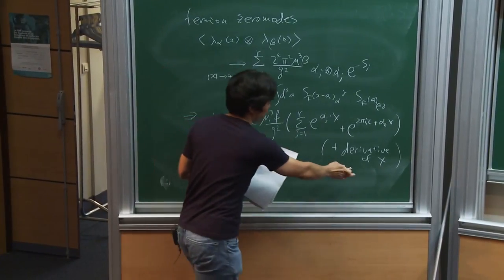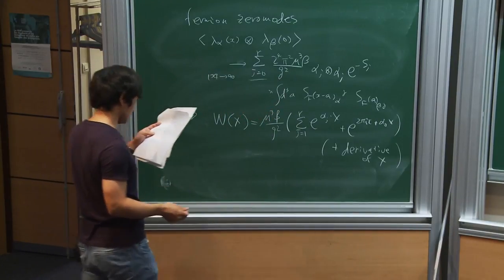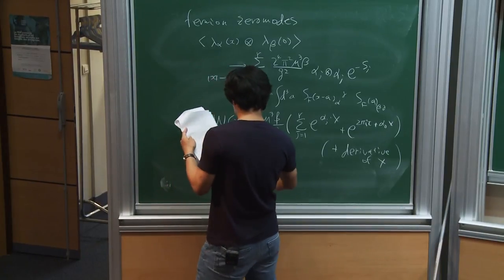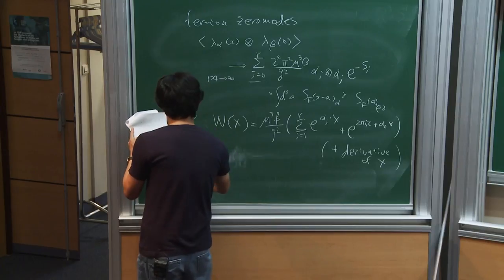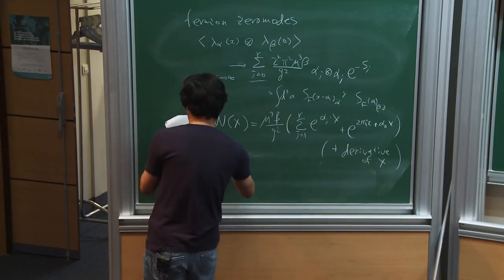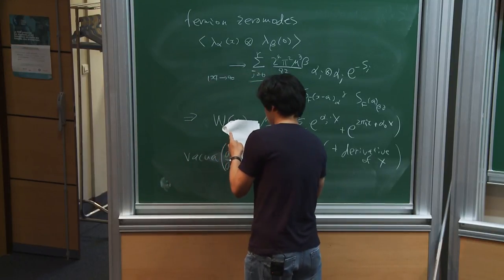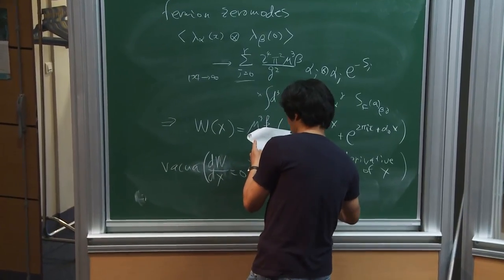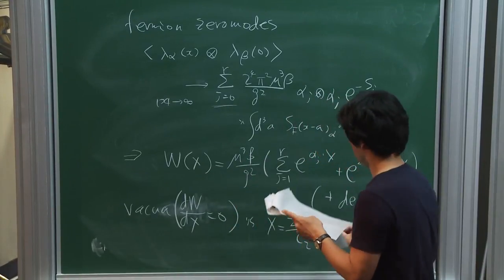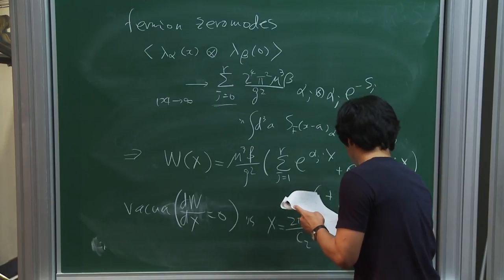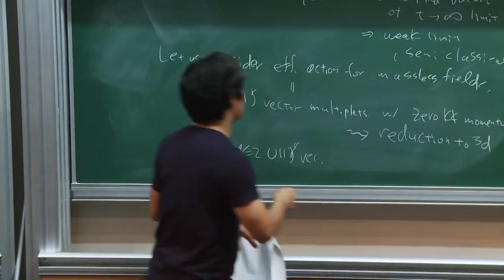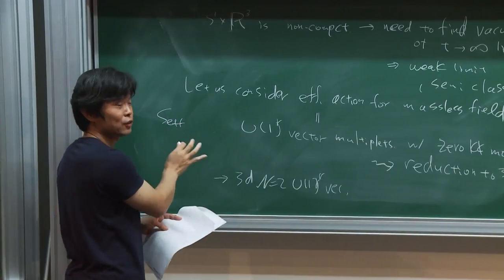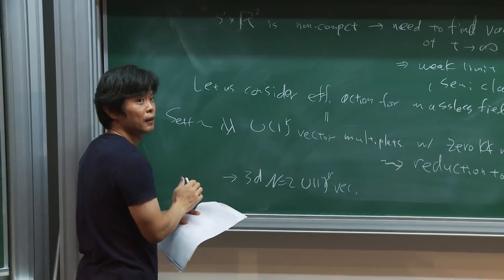So this is x goes to infinity, so maybe there's a derivative, but to determine the potential, it's okay. Then, the vacuum is determined by logic. We compute some correlator. In a low energy effective action, a Wilsonian effective action contains something, lambda.